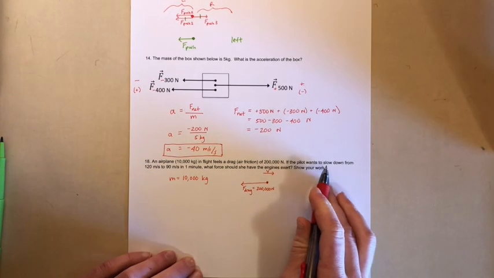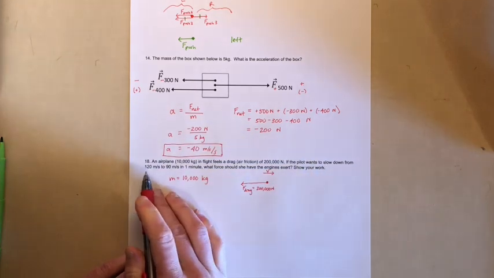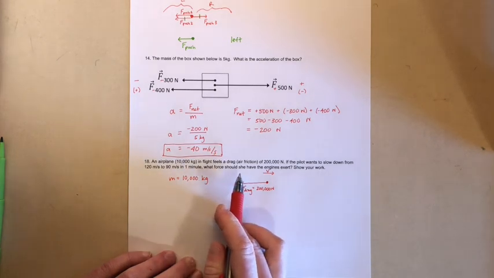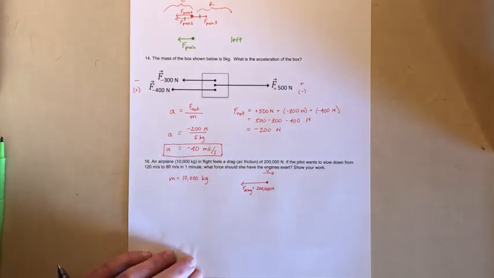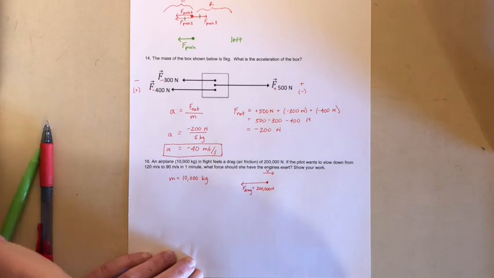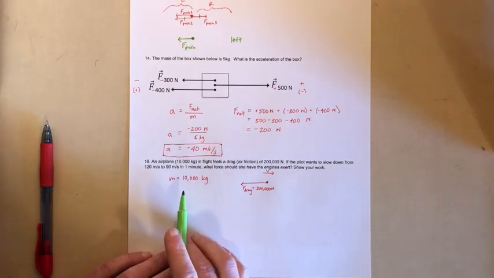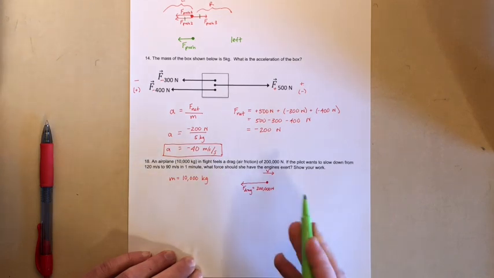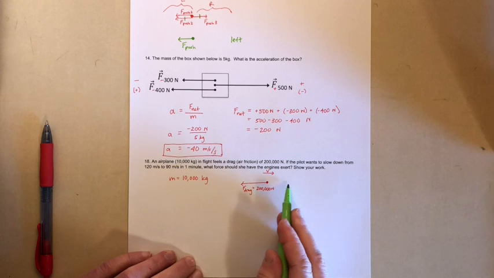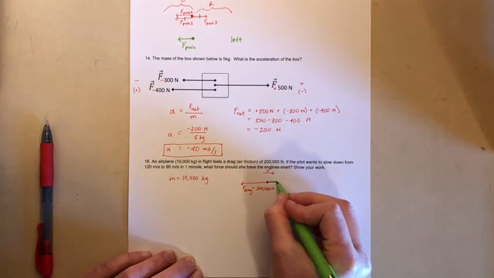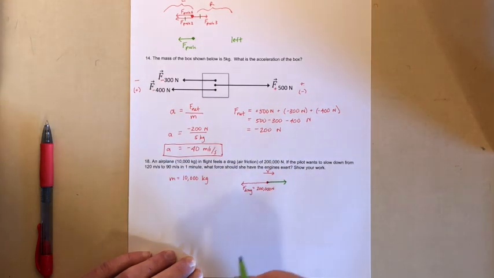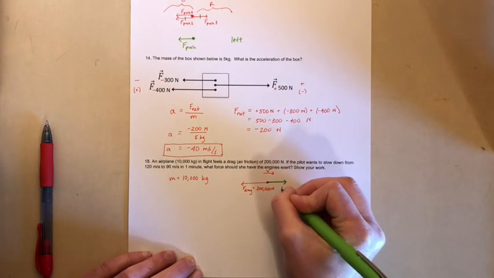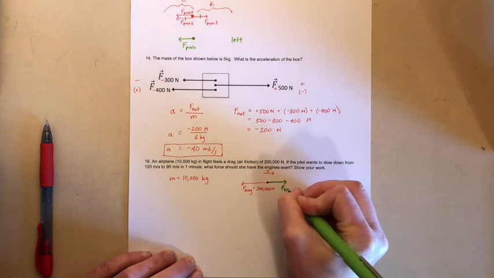If the pilot wants to slow down from 120 meters per second to 90 meters per second in 1 minute, what force should she have the engines exert? So basically, we know that in order for her to slow down, we need there to be a greater force opposing her direction of motion compared to the force pushing her to the right. So there is a force pushing to the right, but it is less in magnitude than the force pushing to the left. So this is going to be the force by the engines.